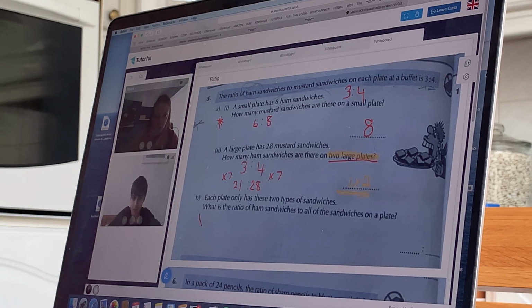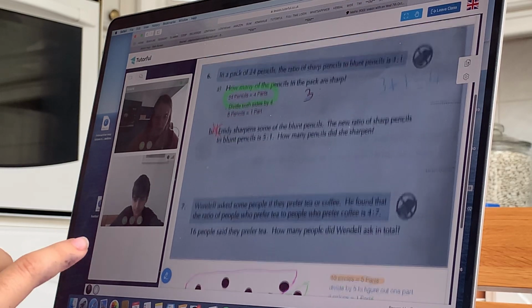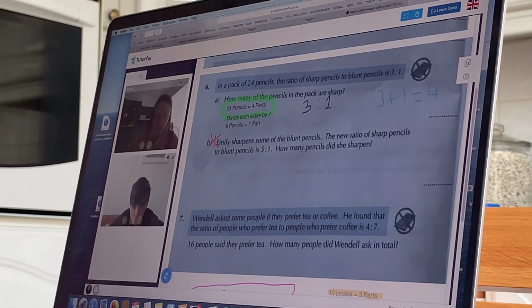So now we've got the ratio is 3 to 1 from what the question says. So we know that 1 part is equal to 6 pencils. So you would, wait, I think I've got 3 times 6, 18. Yeah, brilliant. Really good. So 18 of the pencils are sharp. And there's 6 blunt pencils. Yeah, brilliant. Really good.